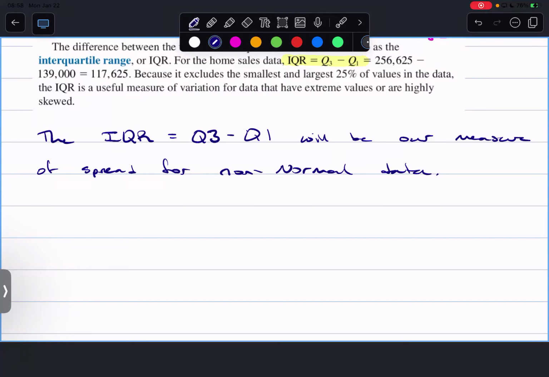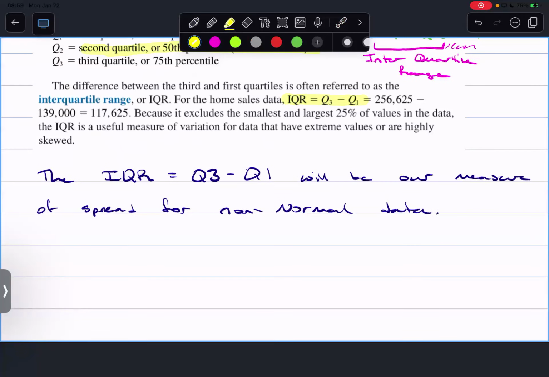We can use it for normal data, right? But then we have kind of more powerful tools in the variance and the standard deviation, right? And so then we should be using those instead, okay? But not the other way around, right? We shouldn't be using the standard deviation for non-normal data, right? And maybe I'll highlight this part as well. Good.